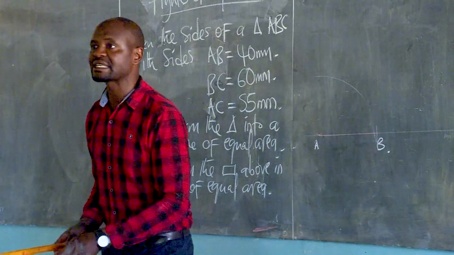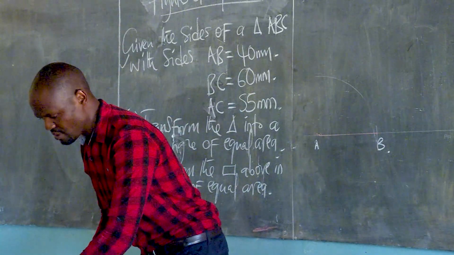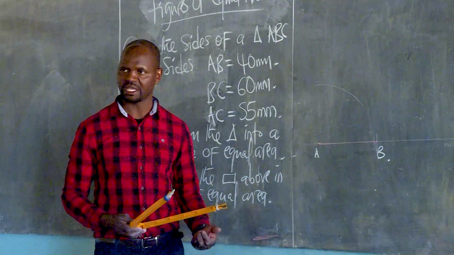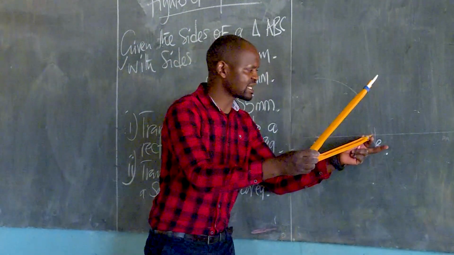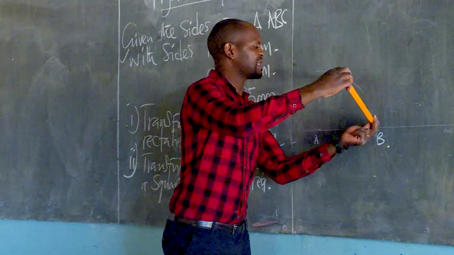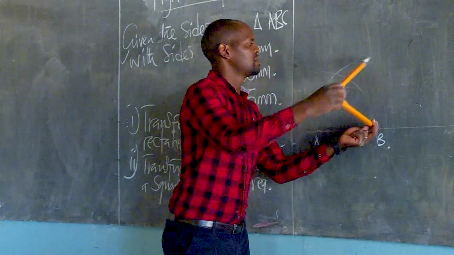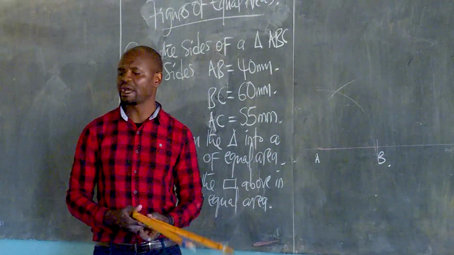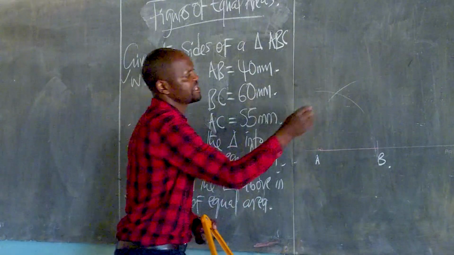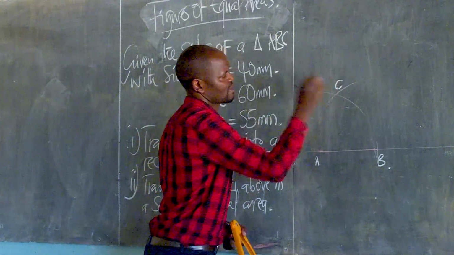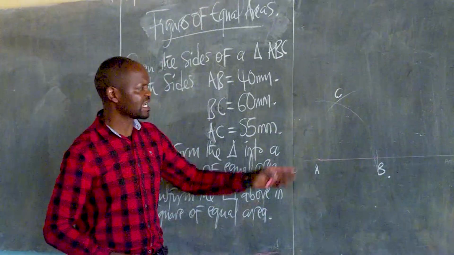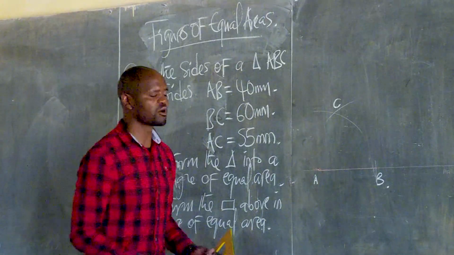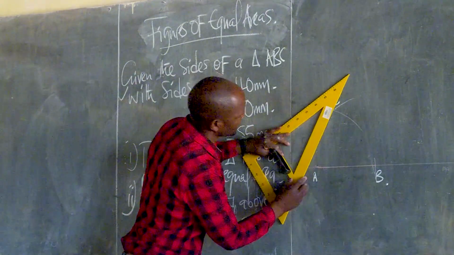So I'll get my measurement 60 millimeters there. When I get my measurement 60 millimeters, I need to stand on point what? B. Are we together, class? Yes, sir. So I'll stand there and strike this arc like that. So where this arc and this arc are meeting, that's where my point C is. So this is point C. Are we together? Yes, sir. Then I just need to draw there to there, then I have my triangle. So here we are.